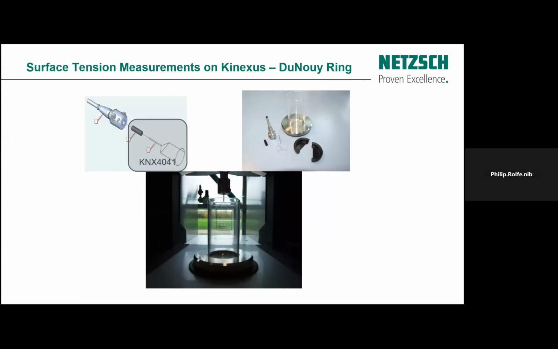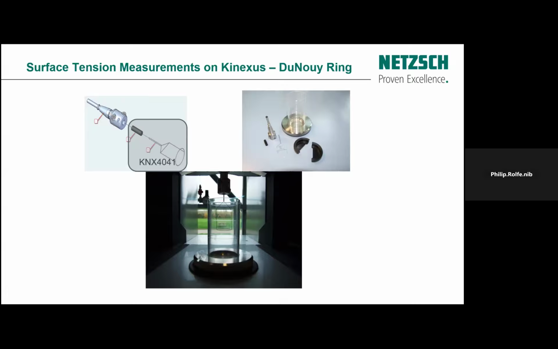Now we talked also about surface tensiometry. In this case, we can measure on the rheometer with the Du Noüy ring. A Du Noüy ring is about a 20 millimeter diameter platinum iridium ring. It's easy to clean, and so it's a very standard surface.